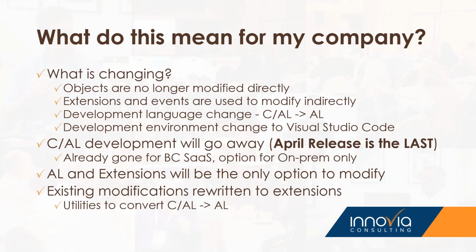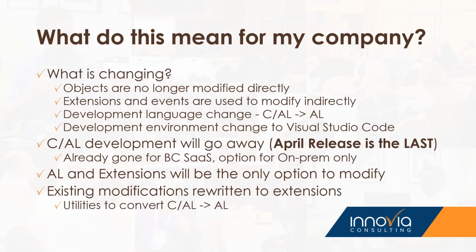So in the end, that is the only option once we get past these versions. So what does that mean to you as a company? Whatever modifications you've got, and in 15 years I've yet to see a database without any modifications, those modifications will need to be rewritten, converted from CAL to AL, and moved into extensions. There are utilities out there to do this.